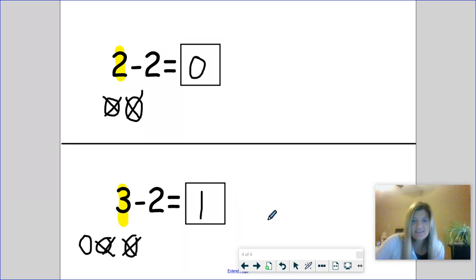So boys and girls, I'd like you to complete the front of your math sheet and the back of your math sheet. Have an adult check your math sheet.